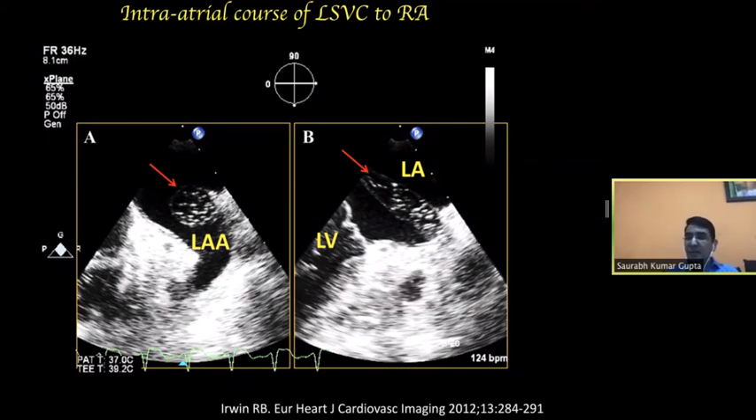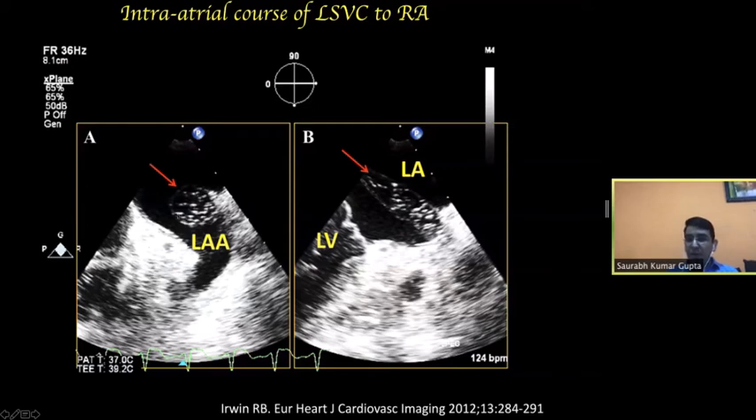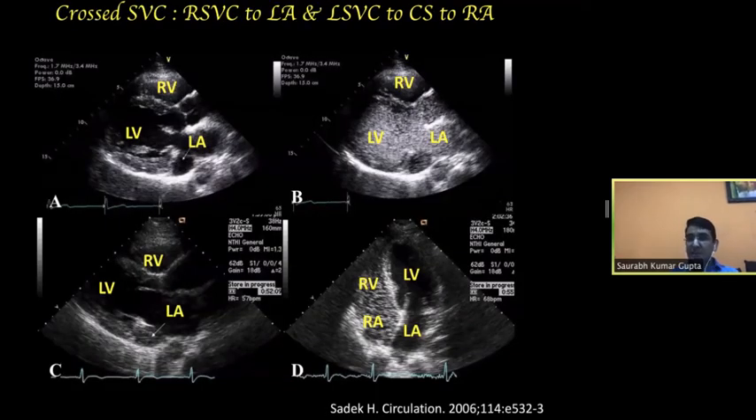But once they did a left arm injection, it became clear that this is actually not a mass. It was actually intra-atrial course of left SVC to RA, whereby left SVC directly reaches RA without going through coronary sinus. It's a rare anomaly, but it was elegantly picked up by them just by doing this saline contrast echocardiography. Now, this is another case, a rare entity, crossed SVC. The right SVC goes to LA.